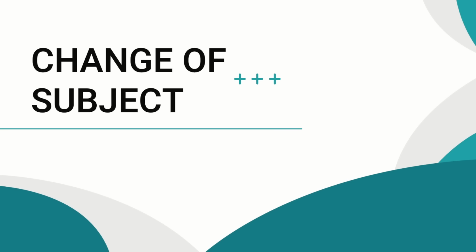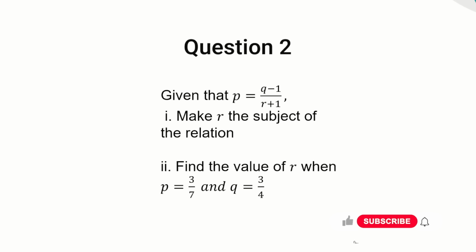Let's consider the question for today. The question says that given that P is equal to (Q minus 1) all over (R plus 1), make R the subject of the relation. And then we must find the value of R when P is equal to 3 over 7 and Q is equal to 3 over 4. So now let's consider how we can solve this question.